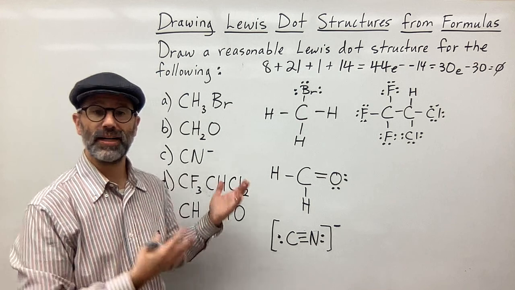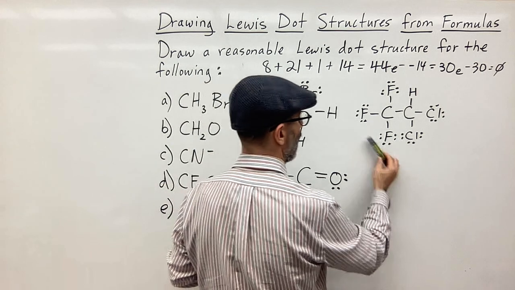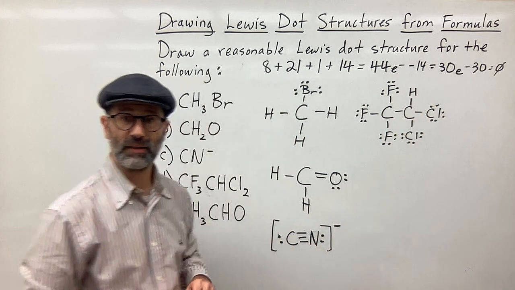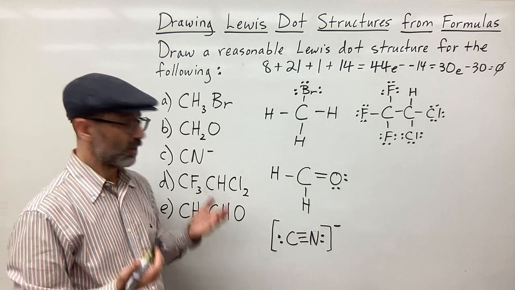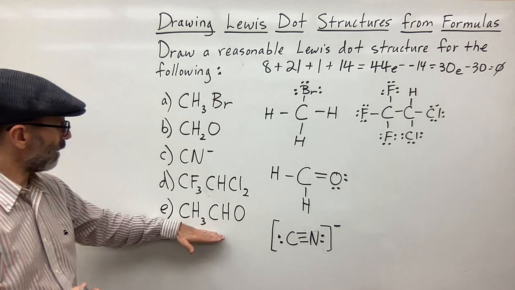So at this point, I double check my Lewis dot structure. And you'll notice that everyone is happy with octet except for hydrogen. So we're done. That's the Lewis dot structure. All right, so finally, let's do this bad boy here. So we have this one.